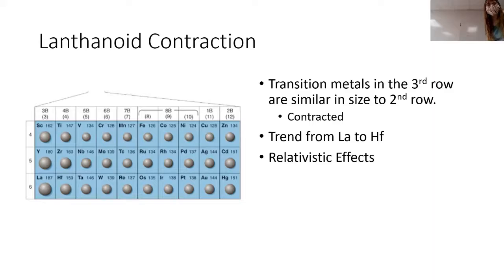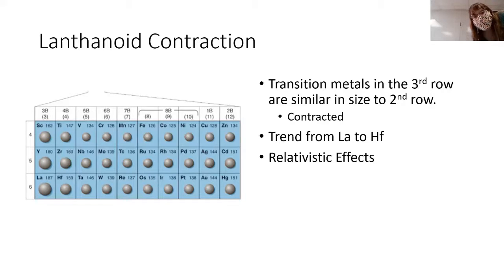Now let's look at the next column over, see if we see any differences. So chromium is 126. And then we have molybdenum and tungsten, which are 139 and 139. So the trend going right to left is the same, that it's decreasing in size, but going down when we get to that third row, we don't really see a change. And this trend follows pretty much across. They're pretty similar in size.